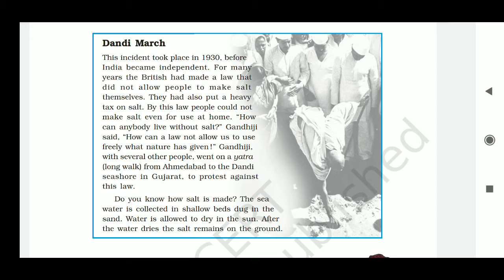This incident took place in 1930 before India became independent. For many years the British had made a law that did not allow people to make salt themselves. So under the British rule there were many laws. They had also put a heavy tax on salt. By this law people could not make salt even for use at home. So how can anybody live without salt?